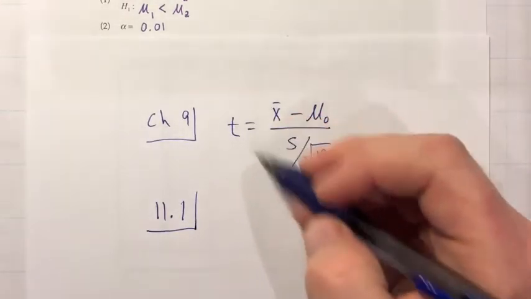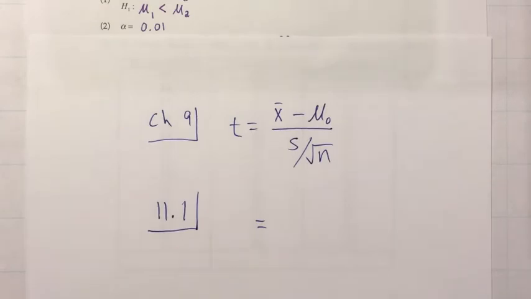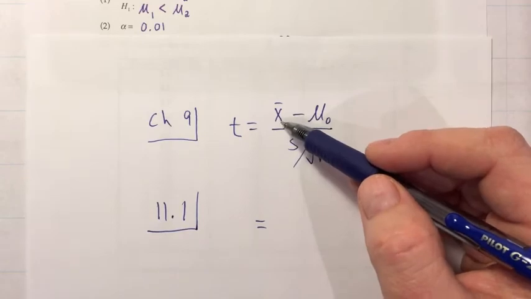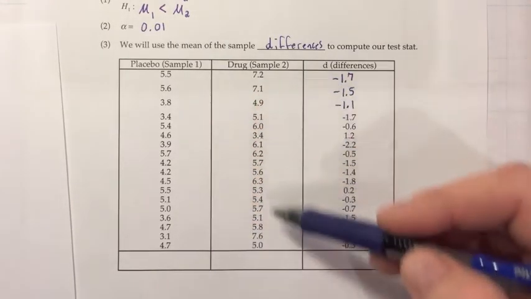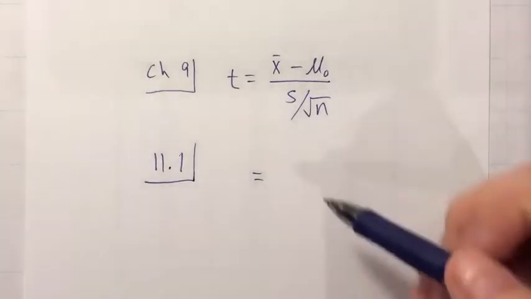First of all, we will reserve our right to figure out if that's a t or something else as we see the formula come together. But when we go to put this sample mean in, if we write x bar, that's going to be a little confusing. Is that the mean for the placebo? Is that the mean for the drug? And no, it's the mean for the differences. So how do we want to make that clear?